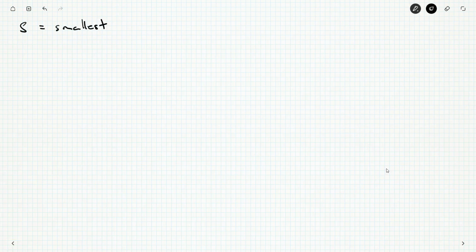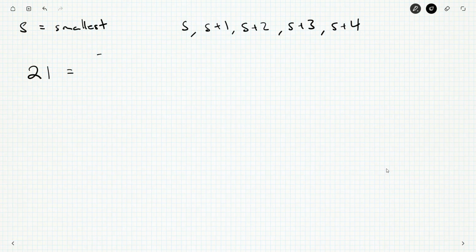Okay, this is how algebra works. You just introduce letters to represent the things and concepts that you want to talk about. Okay, so my consecutive numbers must be S, S plus 1, S plus 2, and I keep going until I've got 5 of them. So these are the numbers, and I've got them listed out now, all in terms of S. Now I know 21 is their average, and I know how to find averages.